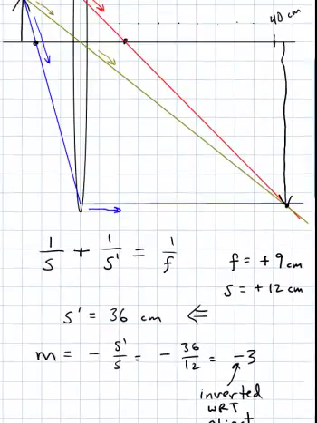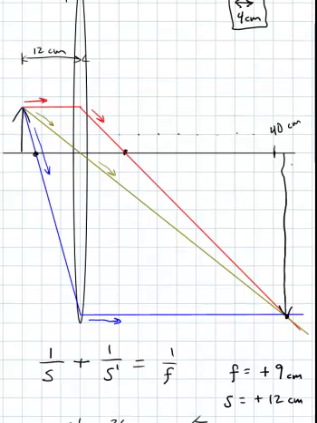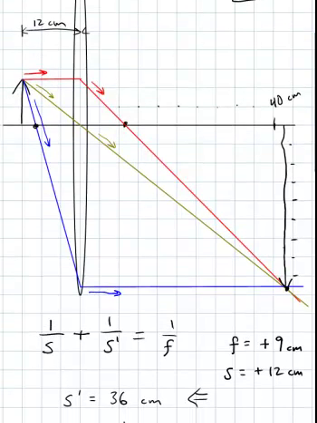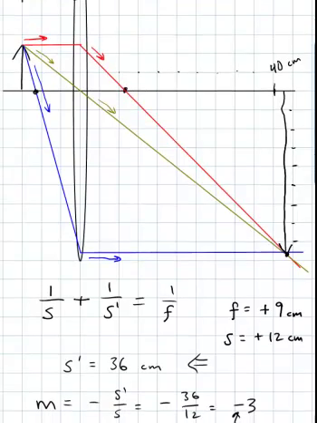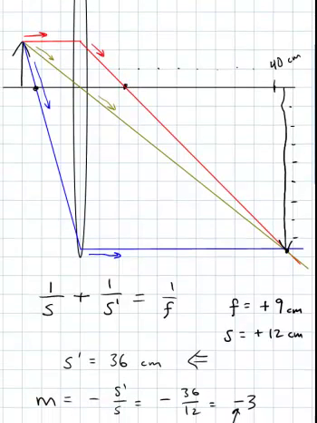So let me see what I got. I got about 26 centimeters. So, yeah, not too bad for a ray trace, but it should be 30 centimeters in length and located at 36 centimeters to the right of the lens.